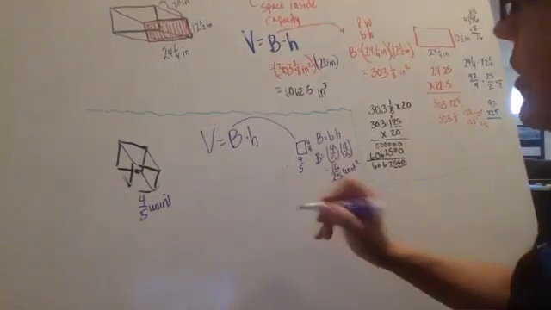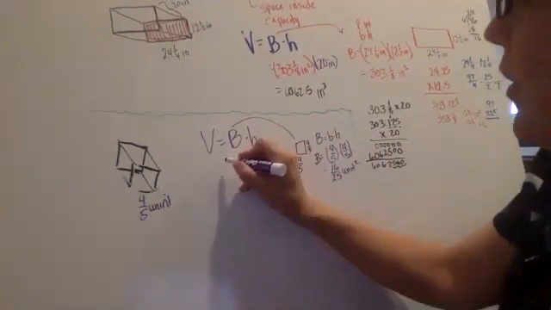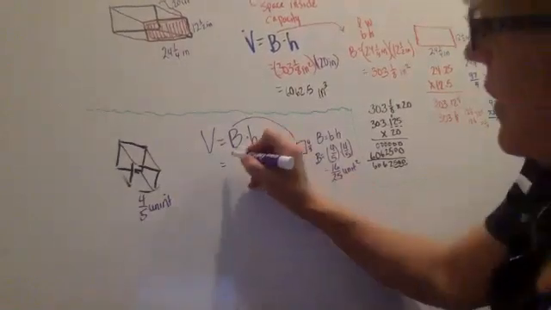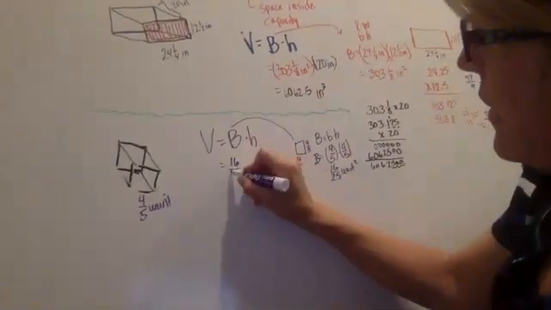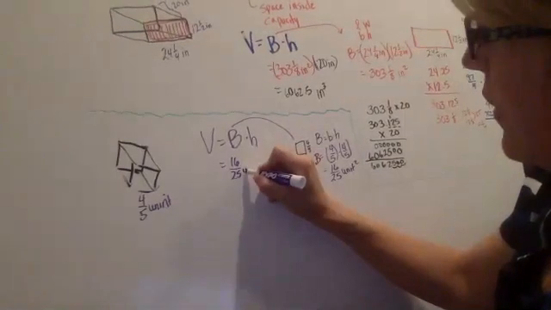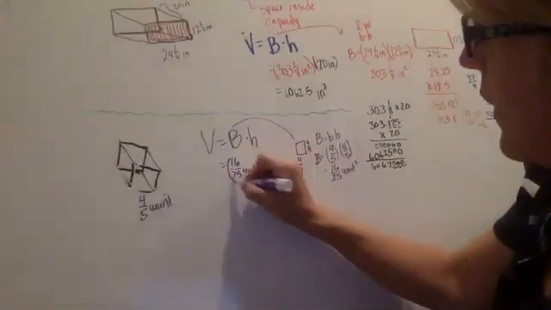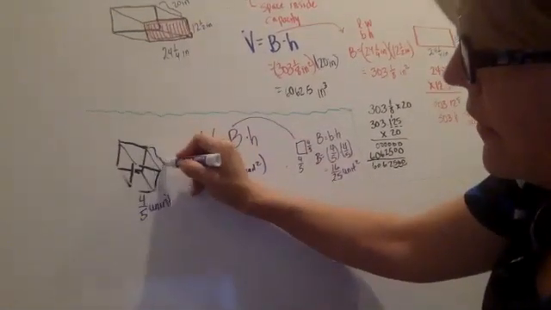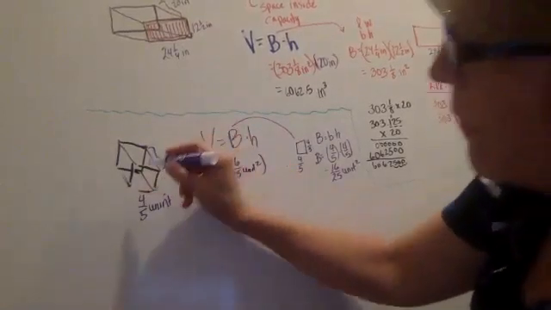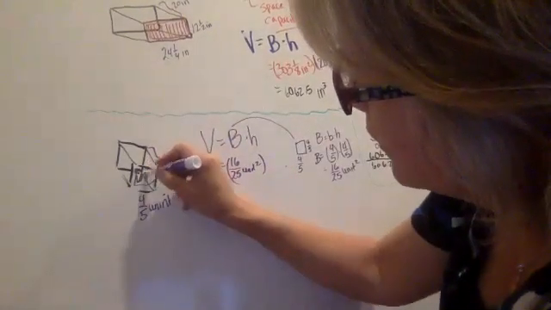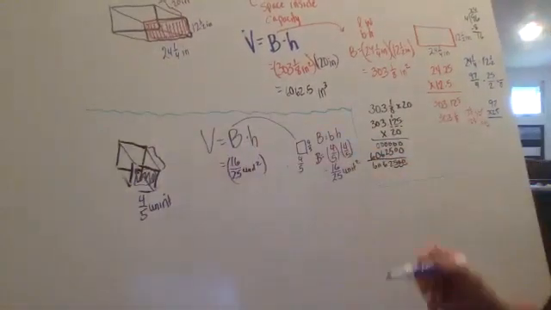They didn't tell me what units it was, so I called it a unit. I'm going to put a unit here. So that's what my big B is. My big B I'm going to simplify as 16/25 units squared. My height is this dimension back here. So remember, not the face that I used for big B. It's my height back here.